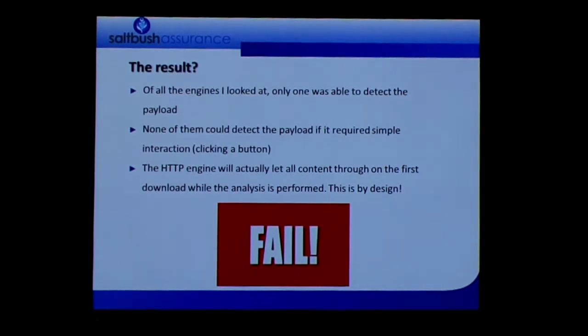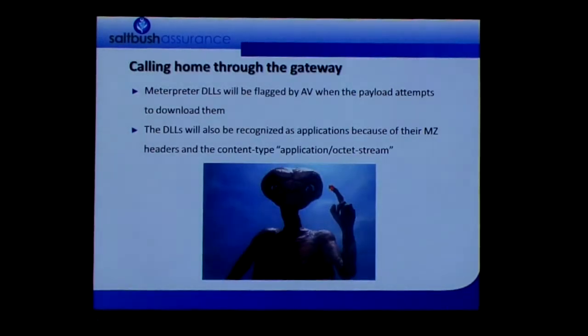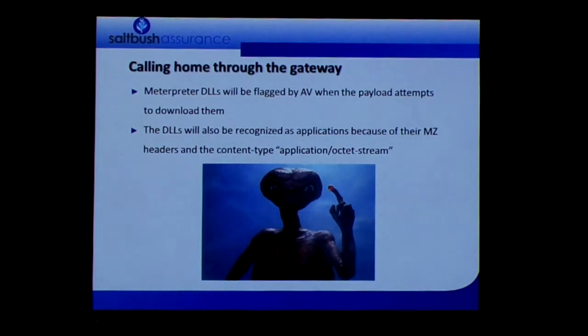And believe it or not, the HTTP engines actually let the first document drop through by design because they can't do the analysis in time to serve you. So calling home through the gateway is the next thing. Interpreter DLLs, I'm using interpreter for all this stuff, why not? They're all flagged by antivirus when they go through the gateway. They get picked up because they've got MZ headers and an application octet string.